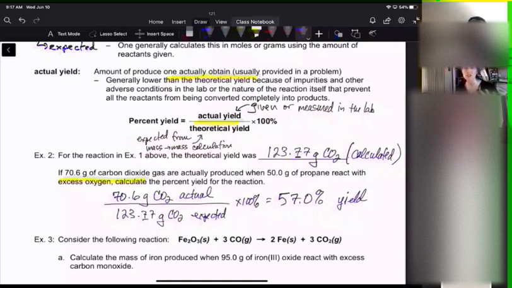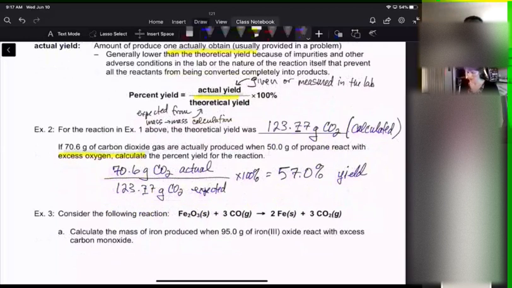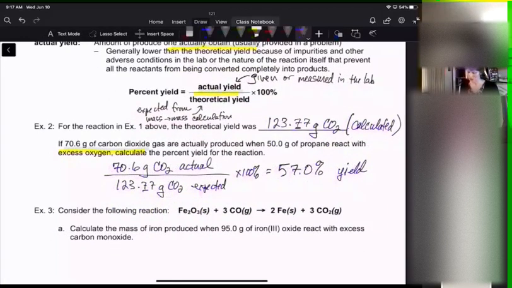So don't always just flip it. You have to think about, did I put the actual over the theoretical? Let's do it again. Let's take a look at this question. Now, is example 3 a limiting reactant problem? No, it reacts with excess carbon monoxide. So there is only one reactant given. Excess means there's extra. So we only need to do one reactant, run one mass-to-mass calculation here.